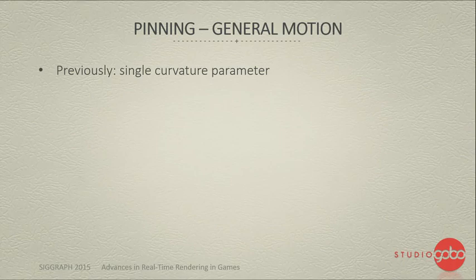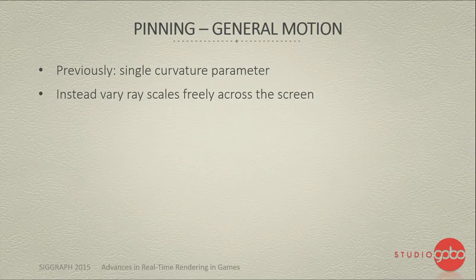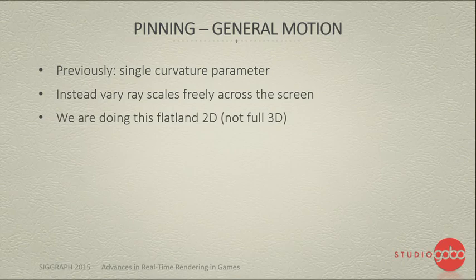Previously, when we were talking about the curvature of the layout, we had a single parameter to control how the sample slices were shaped. But now we've relaxed the scales for these rays, so we can have any kind of scaling that we want. And we can use this to hold the sample size stationary. We're doing everything in flatland 2D. We think it can generalize to 3D, but we don't address that in this work.